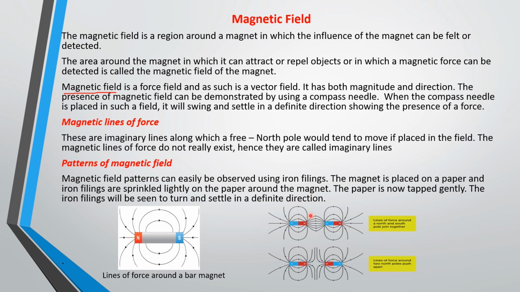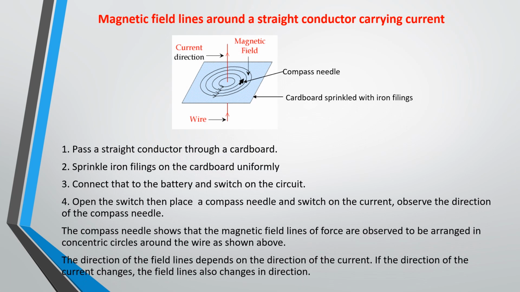All right. So now we'll look at the magnetic field around a straight conductor carrying current. Assuming you have a straight conductor, a straight wire that is carrying current, what is the magnetic field or magnetic field lines around that conductor? In what direction do they move? That is what we want to study now.